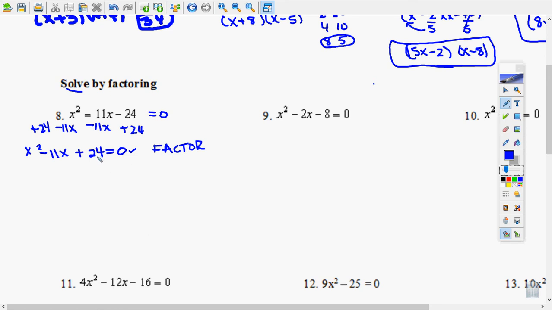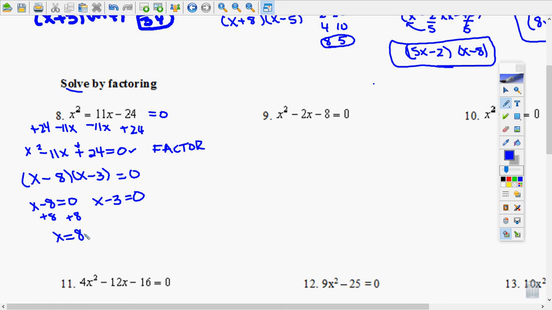So what two numbers multiply to make 24 and add to make 11? So that's going to be 8 and 3. We know both the signs are negative because this is a positive, which means that both the signs have to be the middle term sign. Right? So because it's solving, we take each factor and we set them equal to 0. This is the 0 product property. So this would be plus 8 to both sides. So x is equal to 8, or plus 3 to both sides, x is equal to 3. And those are our two solutions.